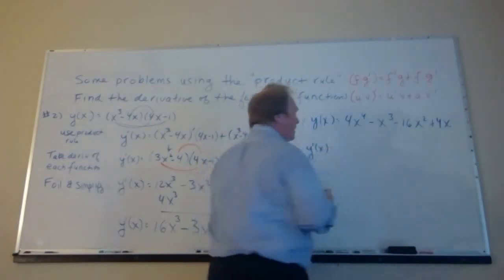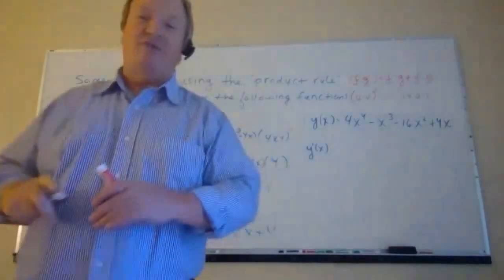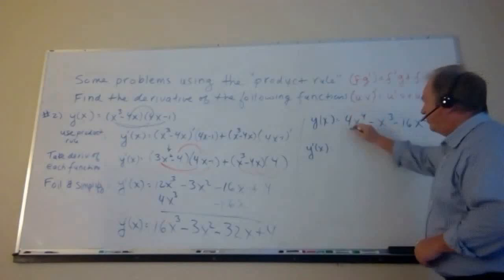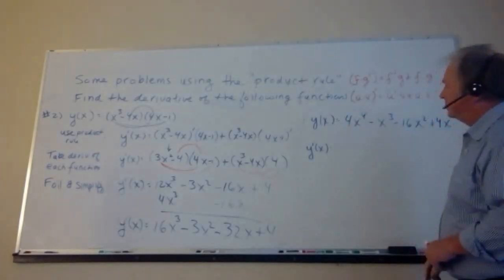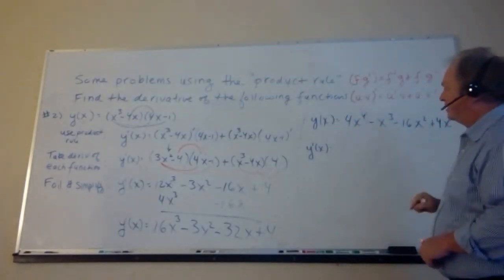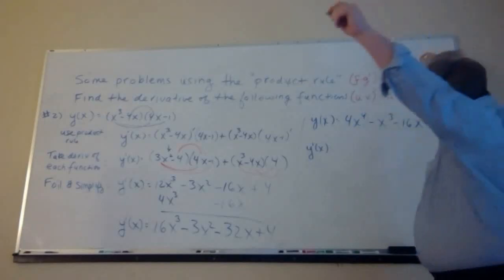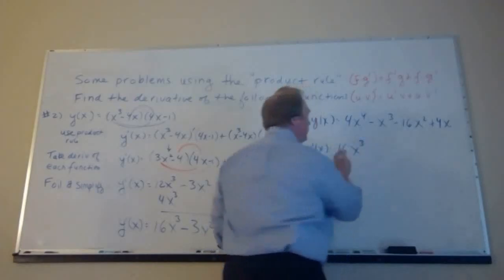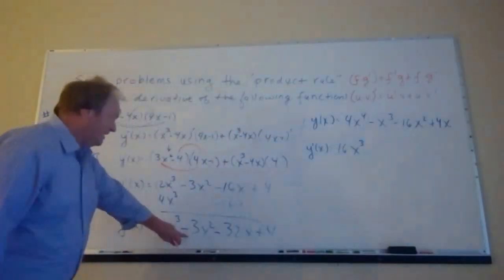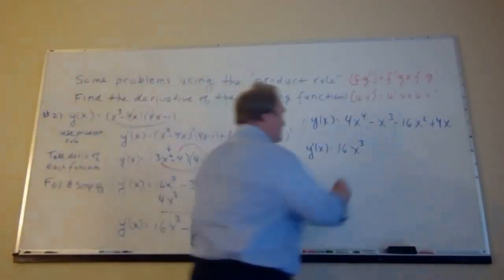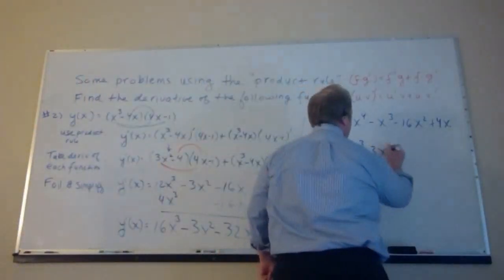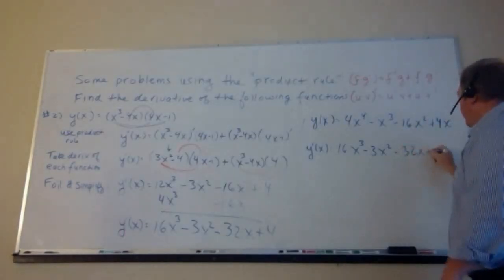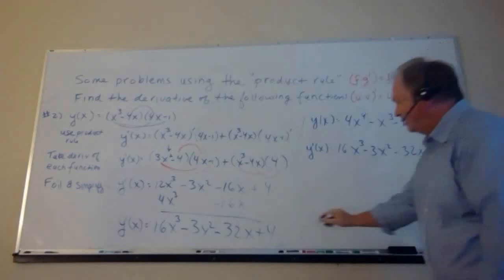And let's see, I'm gonna pick on Cassandra again. Let's make sure we got the power rule down. What will I get for the first term? 16x to the third. Bingo, good. So now you know you got that down. Second term, okay, minus 3x squared. All right, so far we're doing great. Minus 32x plus 4. You done good.